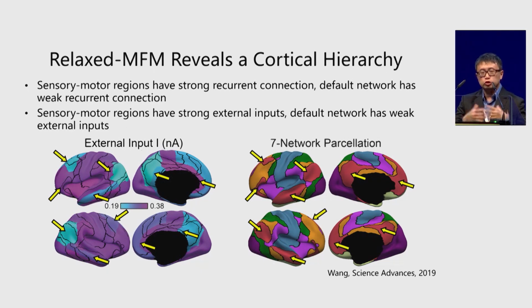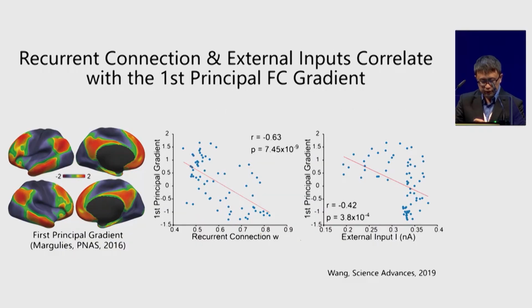So what I've shown you is that even though the mean field model does not assume the existence of a cortical hierarchy, we can see that the estimated model parameters reveal a large-scale cortical gradient. And so what we did was compare it with Daniel Margulies' principal gradient. We take Daniel's principal gradient, shown on the left, and we can see that it's actually correlated with both recurrent connection strength and external inputs.